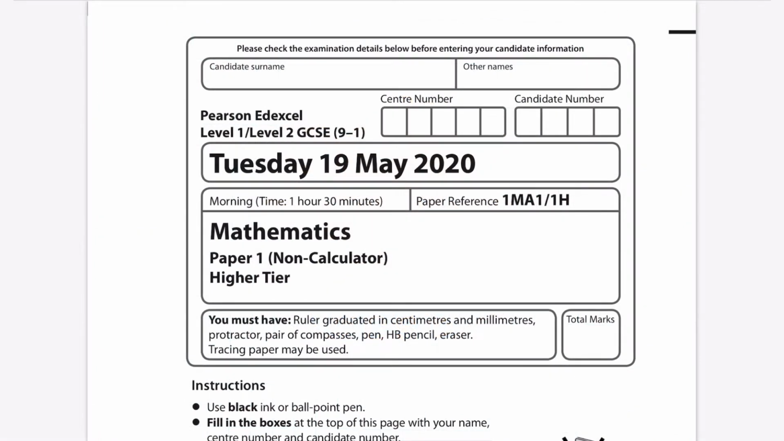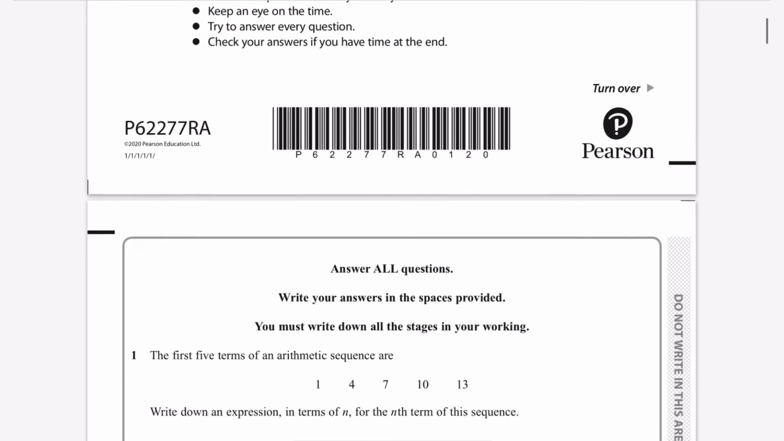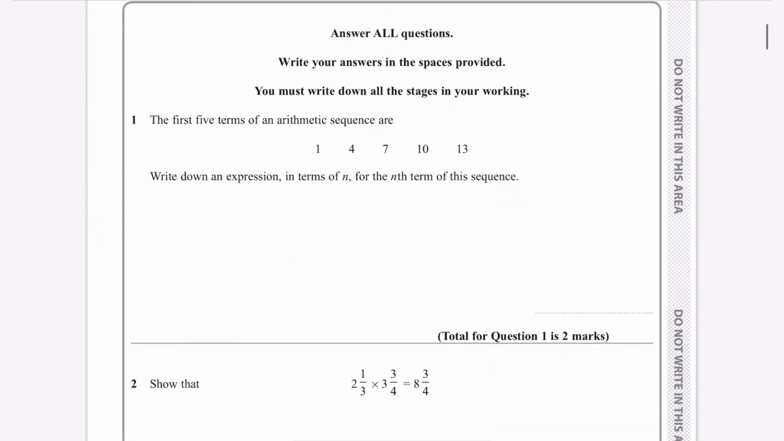Okay, so I'm going to be taking you through the Summer 2020 Paper 1 for GCSE Maths. It's the higher tier and it's non-calculator, so we won't be using a calculator during this paper. Okay, first question is about the nth term of a sequence.